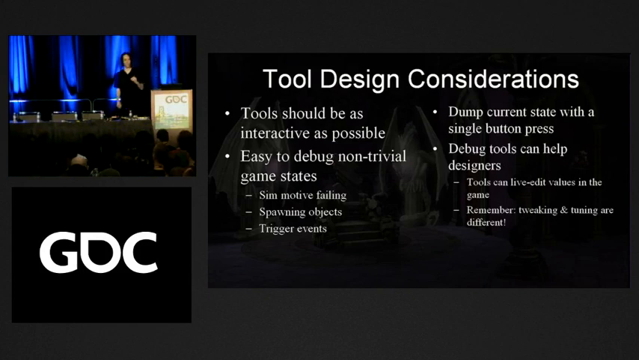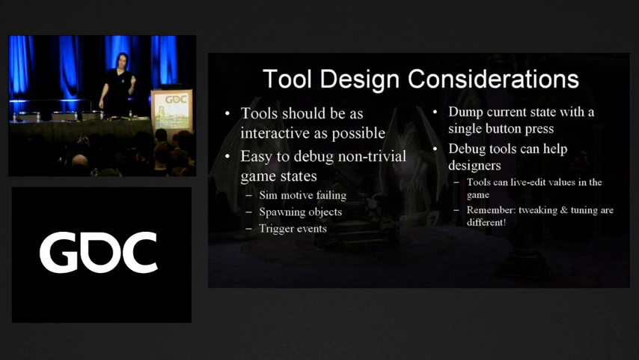So debug tools can also help these designers, right? They can live edit things in the game, as I just explained. That can also be used for tuning, right? Hunger is a great example. Let's drag hunger all the way to the top and play the game and see how it feels until my sim wants to start eating again. We have sims generally eat about twice a day, and that feels about right. But remember that tweaking and tuning are two very different things.